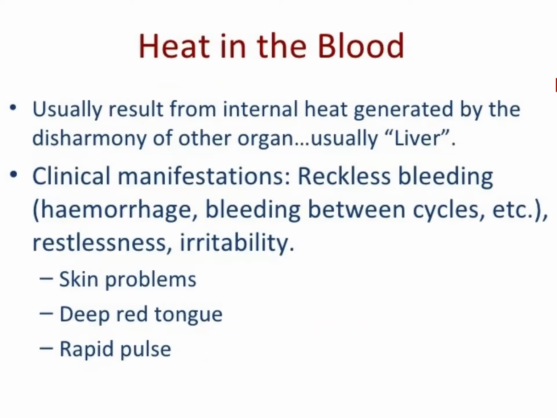So another problem with blood is heat in the blood. This usually results from internal heat generated by disharmony of other organs, usually the liver. Among the clinical manifestations are the following: reckless bleeding, like hemorrhage, bleeding between cycles, and others. And there is also restlessness and irritability. Heat in the blood also presents with skin problems, a deep red tongue, and a rapid pulse.